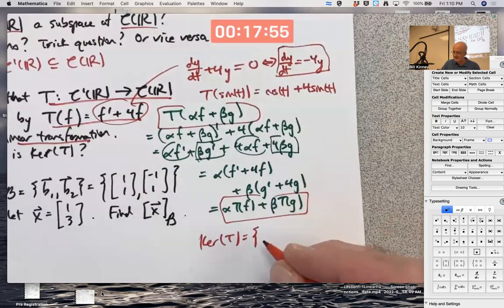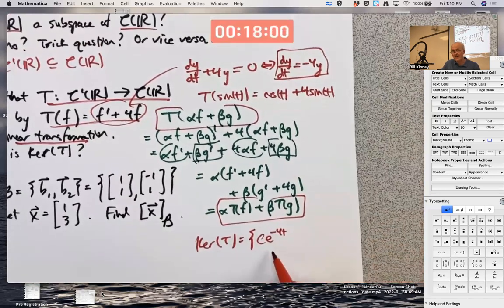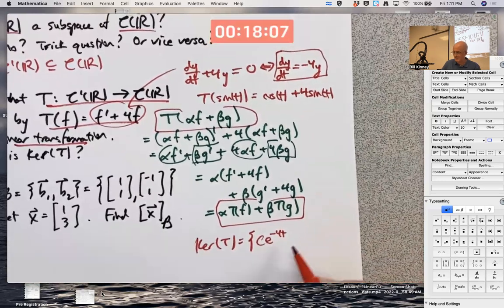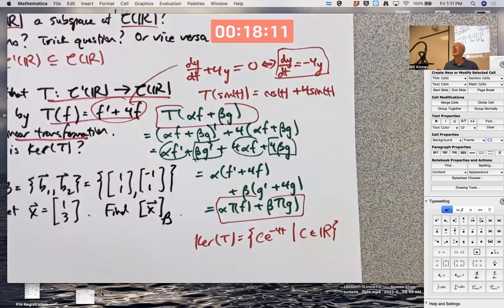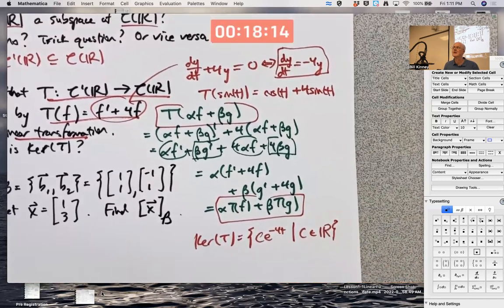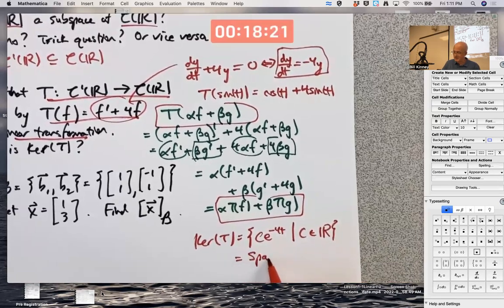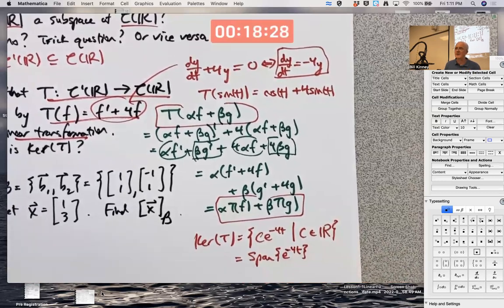Arbitrary constant times e to the negative 4t. Usually we just write this as y equals that, right? And call it the general solution. It really is an infinite family of functions, though, one for each value of c. You could also use the span notation here. You could call this the span of e to the negative 4t. That's the way you could describe the kernel.